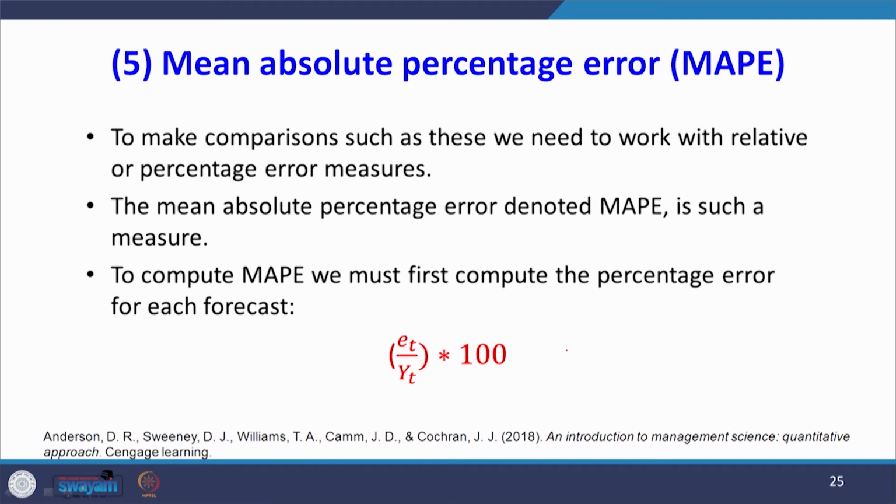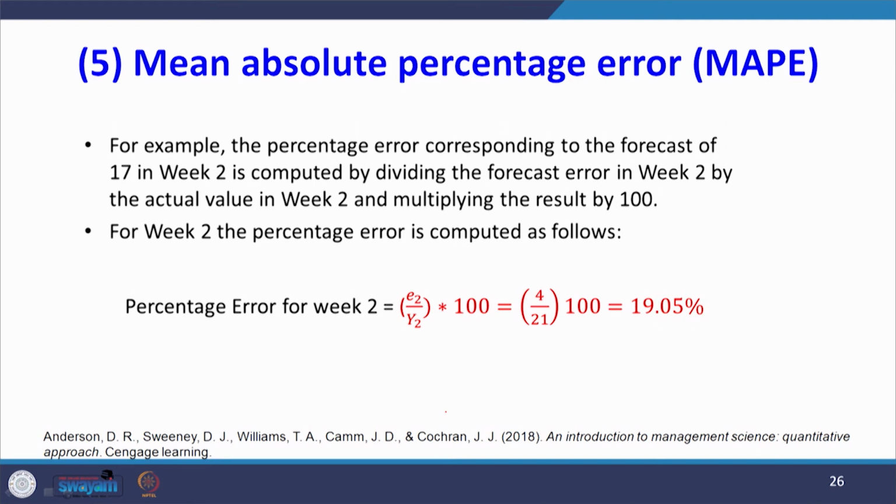To compute mean absolute percentage error, we must compute the percentage error of each forecast, that is error for time t divided by actual data, then multiplied by 100. That is the percentage error for each forecast. For example, the percentage error corresponding to the forecast of 17 in week 2 is computed by dividing the forecast error for week 2 by the actual value in week 2 and multiplying by 100.